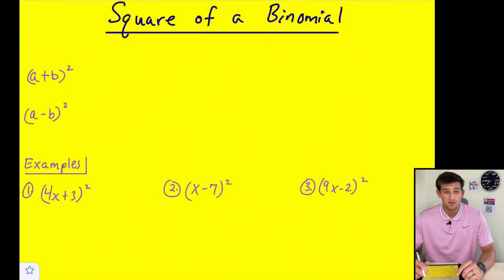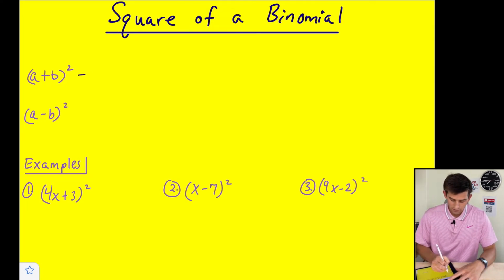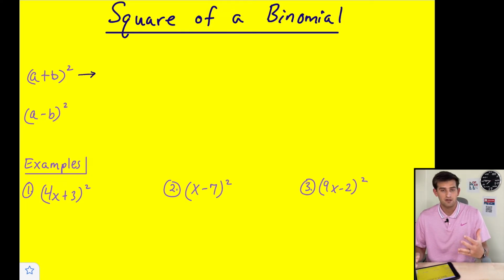In this video, we're going to talk about the square of a binomial pattern. For this pattern, we have two examples. Example number one, we have a plus b, two monomials being added together for our binomial, or we have a minus b, two monomials that are being subtracted for our binomial. So let's expand our binomial, FOIL it out and see if we can come up with our pattern, and then we'll apply the pattern to these three examples.